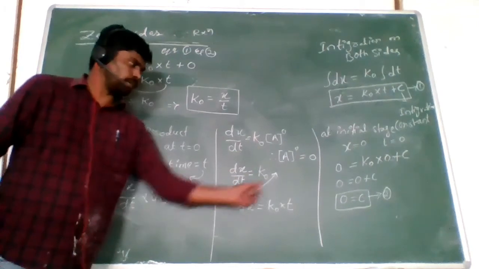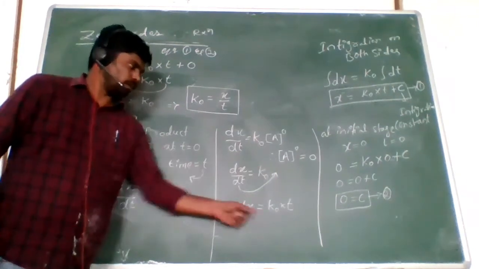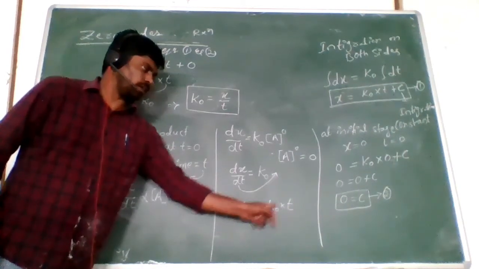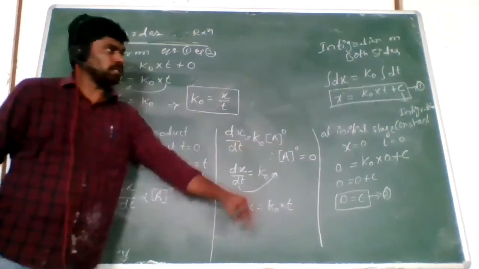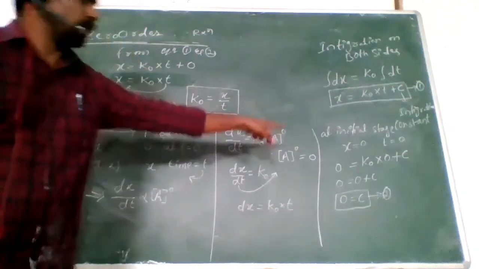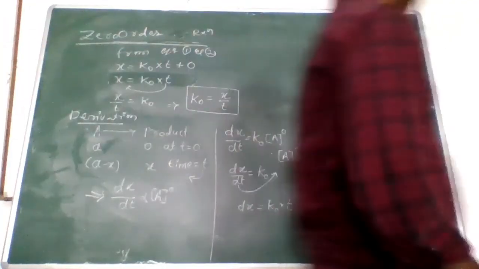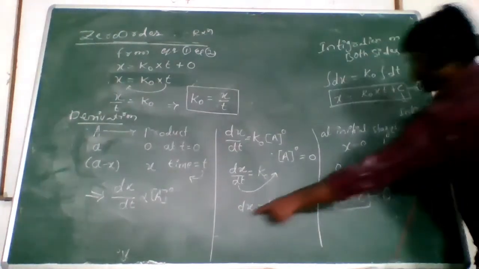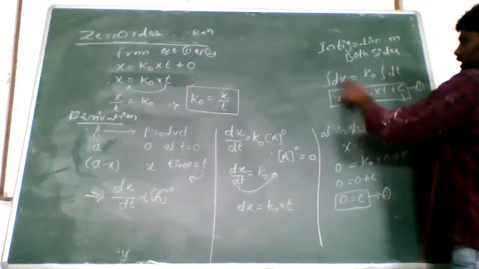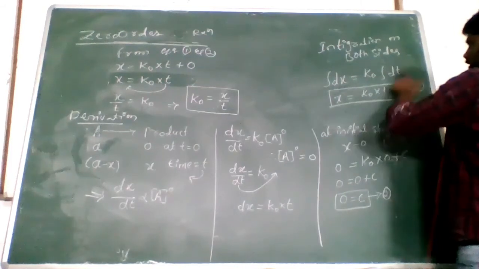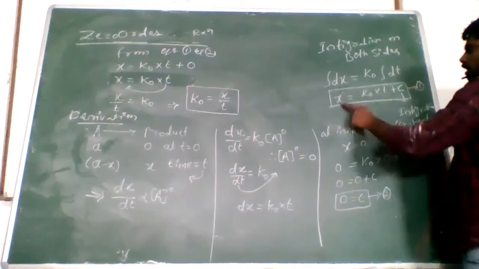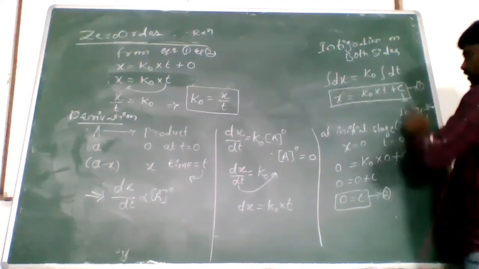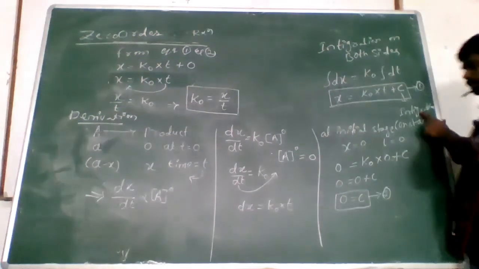Now dt comes to the other side: dx equals k naught into t. Now integrate on both sides. Integration of dx equals k naught dt, so x equals k naught into t plus c. C is the integration constant.